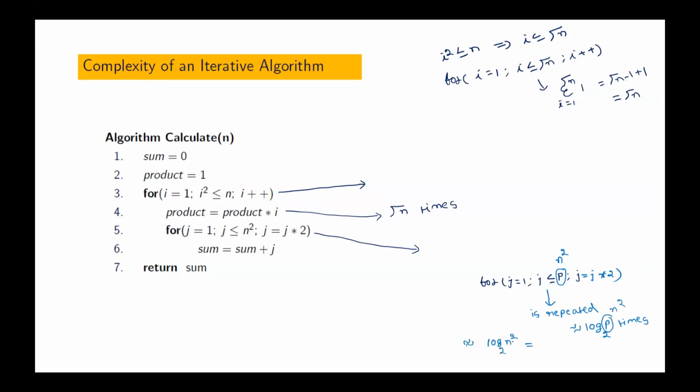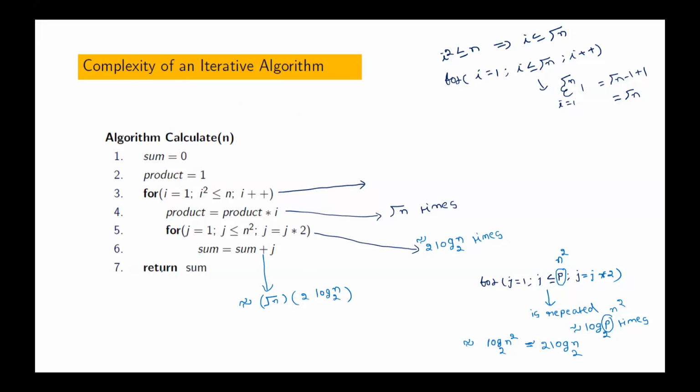We know that it is the same as 2 log n base 2. So how many times is this repeated? Approximately 2 log n base 2 times. That means how many times is this operation performed? Square root of n into approximately 2 log n base 2 times.